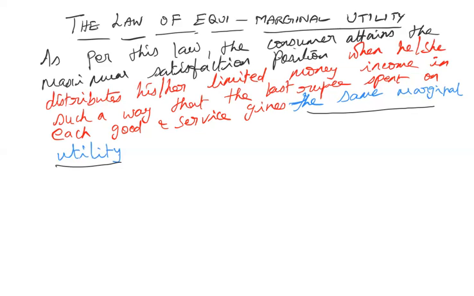Now, let us assume the consumer is consuming a particular commodity, so the marginal utility of commodity X. What is happening? If the consumer keeps on consuming one particular commodity, the satisfaction is decreasing.